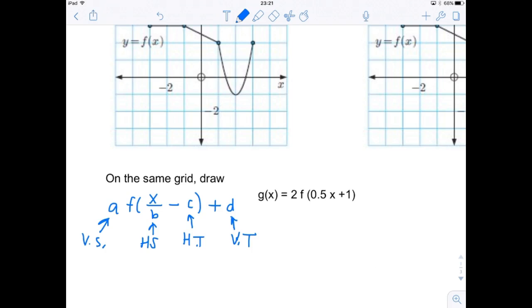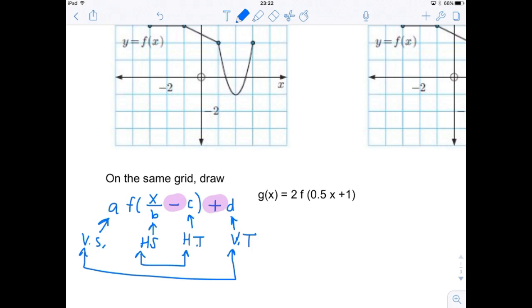One of the things I think makes these easier to remember is that the translations are addition or subtraction, and the stretches are multiplication or division. The horizontal translation and stretch are inside the parentheses of the function f, and the vertical stretch and the vertical translation are outside of the parentheses of the function f. Okay, so let's do our example.